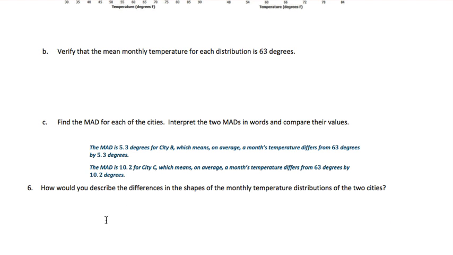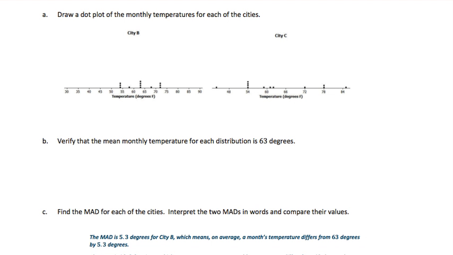How would you describe the differences in the shapes of the monthly temperature distributions of the two cities? Well, in city B, the temperatures are really evenly spread away from the mean of 63. But in city C, there is quite a bit of variability with a concentration of some data to the left, and then it appears to be rather skewed right because it spreads so much further to the right.